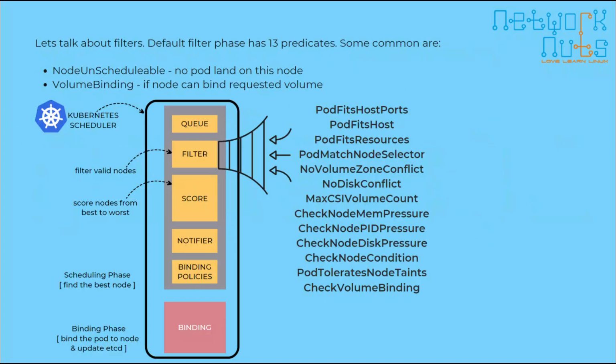There are a lot of filters which you can use. By default, I have got 13 predicates. Kubernetes uses 13 predicates like node unschedulable, volume bind, pod resources. I'm not going into this, but we can control it. For one enterprise, a certain attribute is more important. For a different enterprise, a different attribute might be important. So these are the filters.